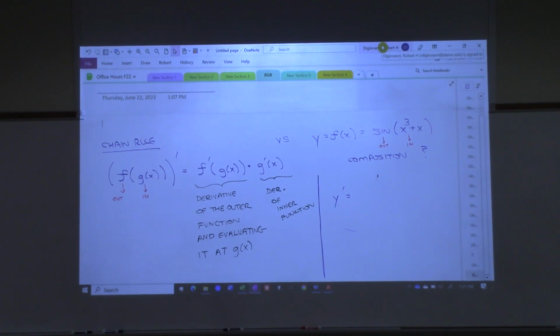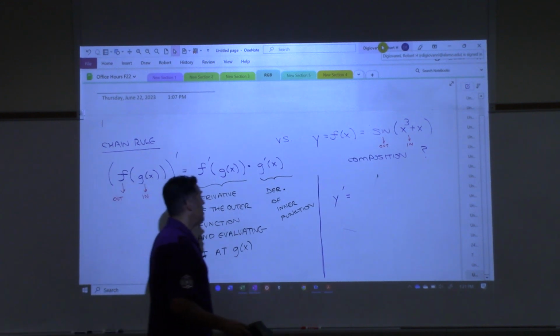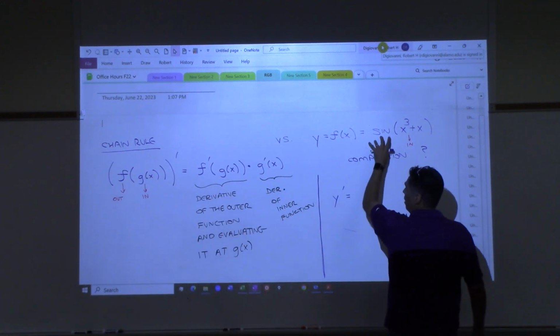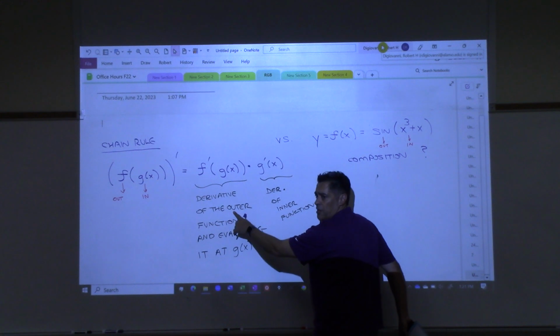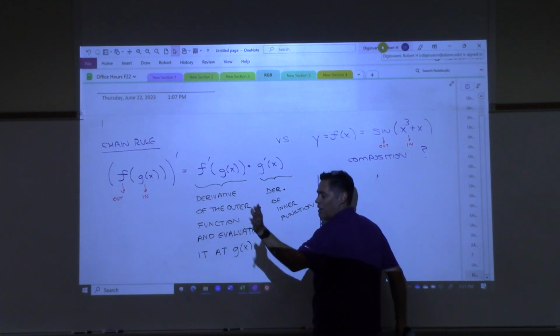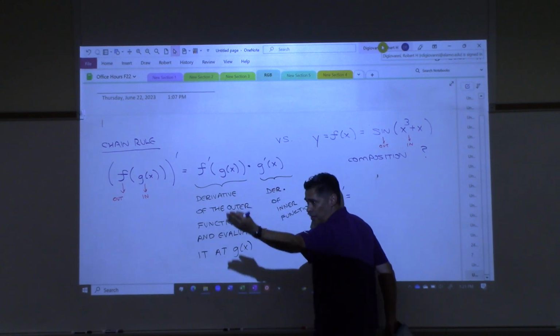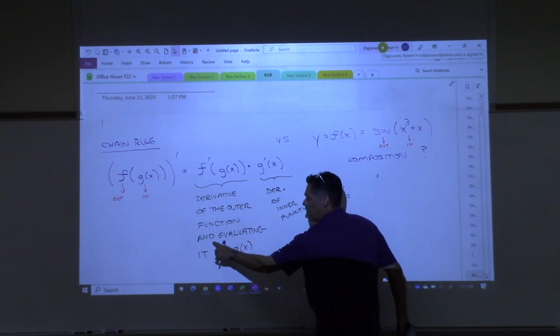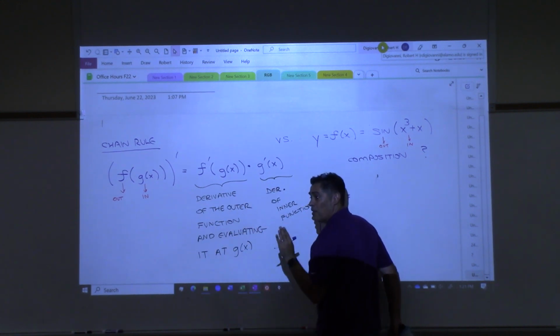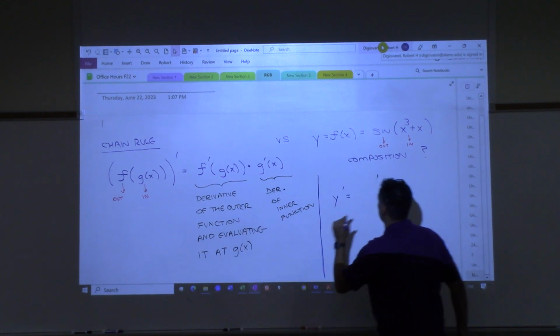All right, Edgar, what is the outer function? Sine, right? The sine function. Do you know what the derivative of the outer function is? Cosine, right? So I'm supposed to take the derivative of the outer, which you said is cosine, and then evaluate it at g, which means plug the g into that answer. So what would you have here?